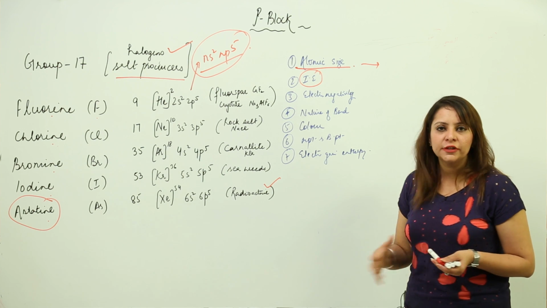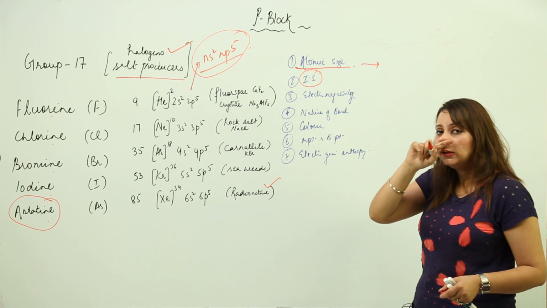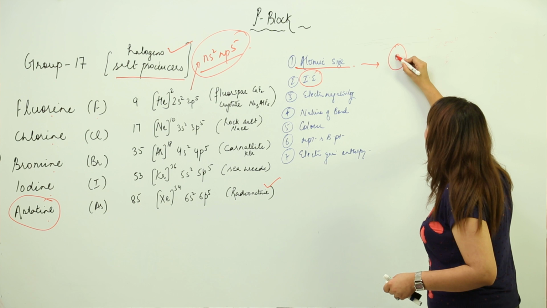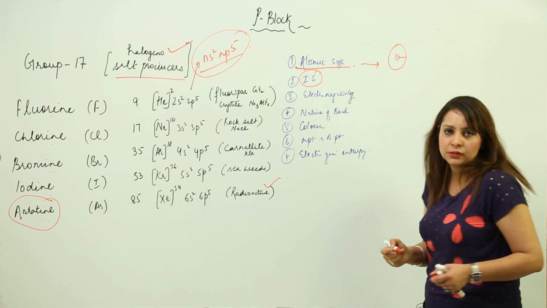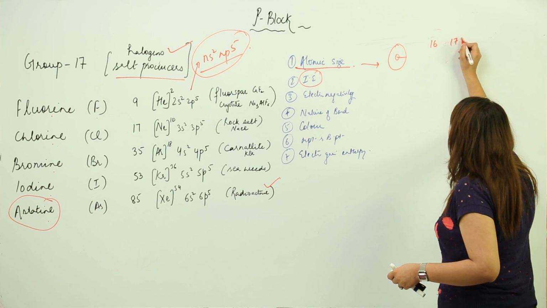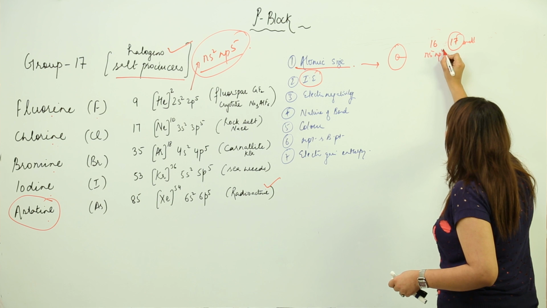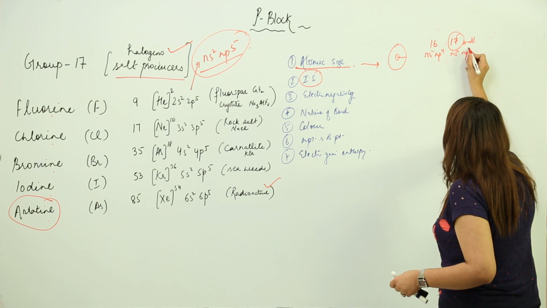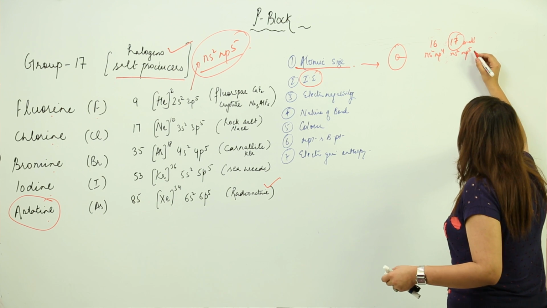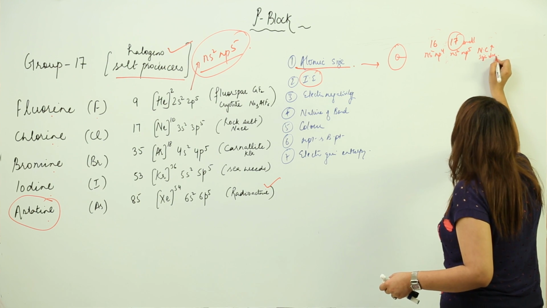Starting with the physical properties now, the first property is atomic size. As you all know, atomic size is the distance from the center of the nucleus to the outermost shell. If we compare its size with the 16th group, obviously they are smaller, because as you can see the configuration there is ns2 np4 and here it is np5. Due to the increased electron, nuclear charge increases and size decreases.